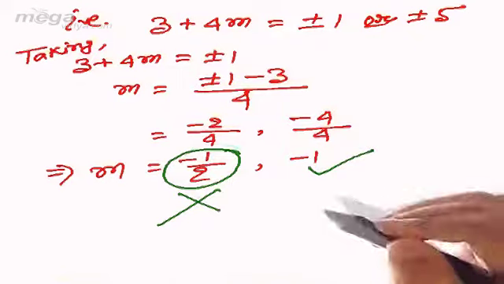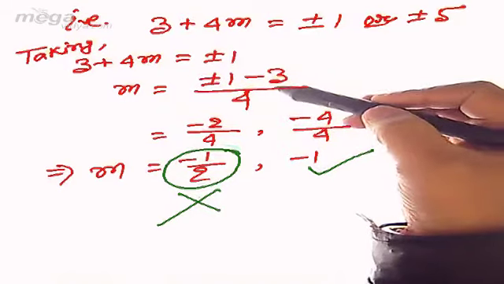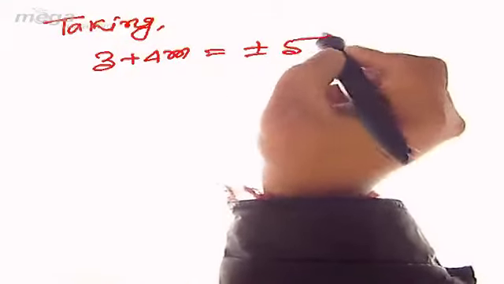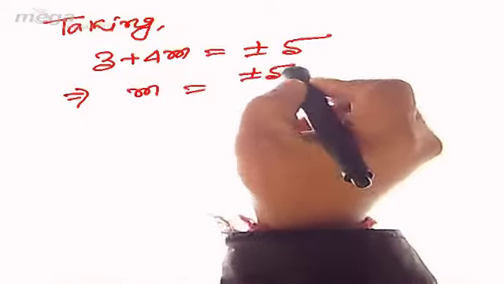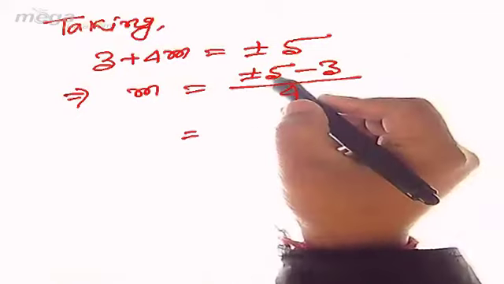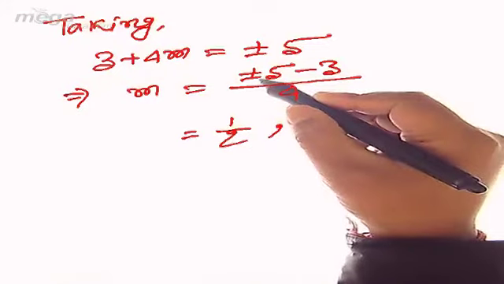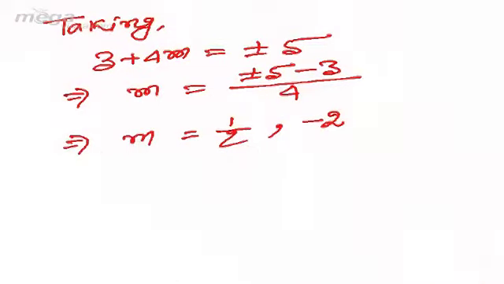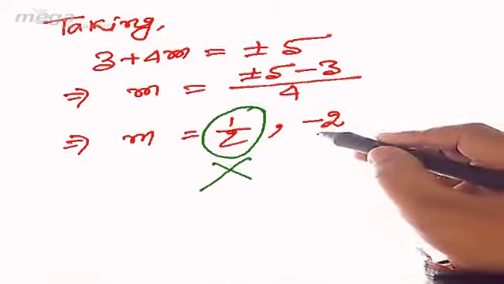So we will take this m is equal to minus 1 when we take 3 plus 4m is equal to plus 1. Now we will consider 3 plus 4m is equal to plus minus 5. So from here m is equal to plus minus 5 minus 3 upon 4. Here also you can see when you take the positive sign, it will be plus 5 minus 3, that is 1 upon 2. And when you take the minus sign, it will be minus 5 minus 3 upon 4, which is minus 2. So student, here also you can see this half is not an integer. So we just cross it out and here we will get an integer.